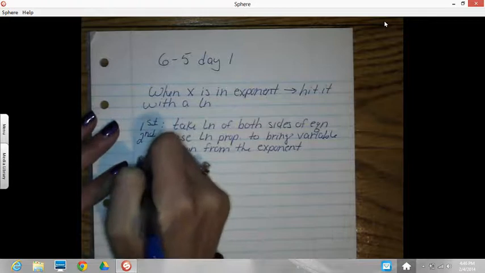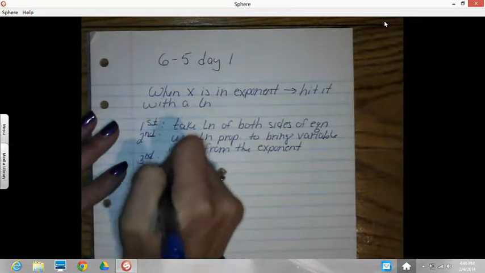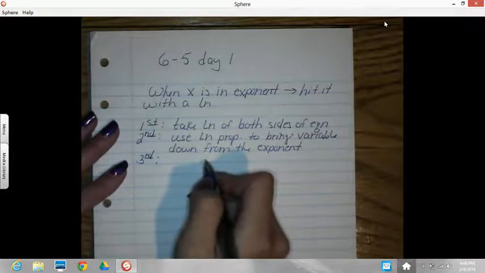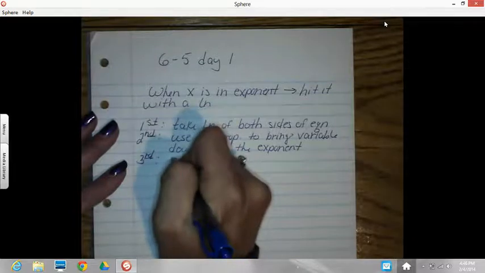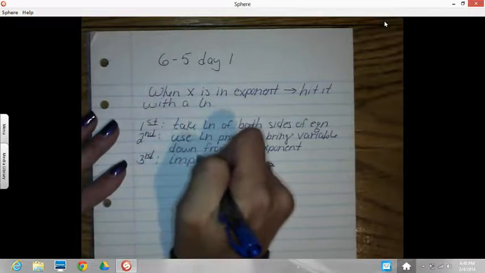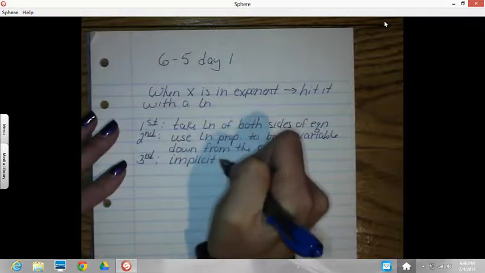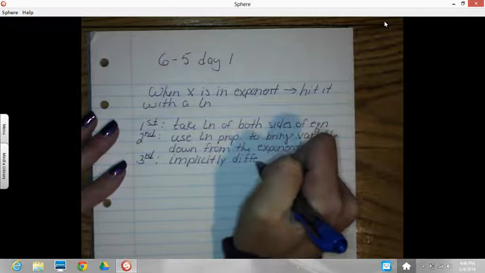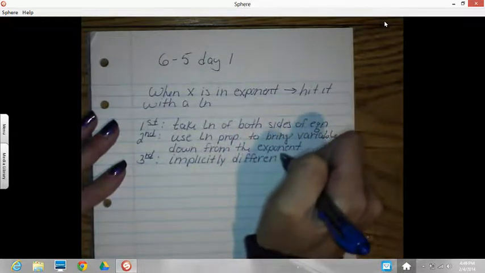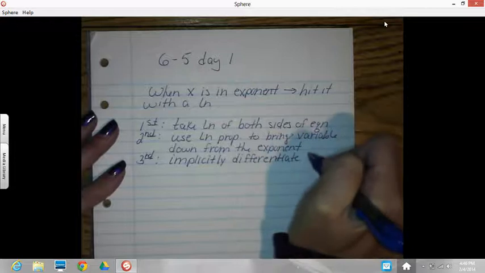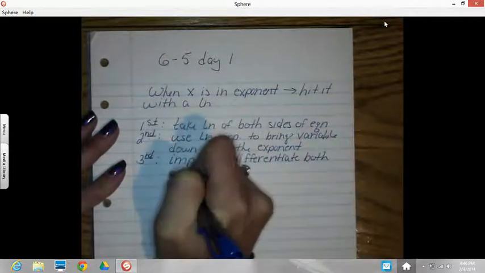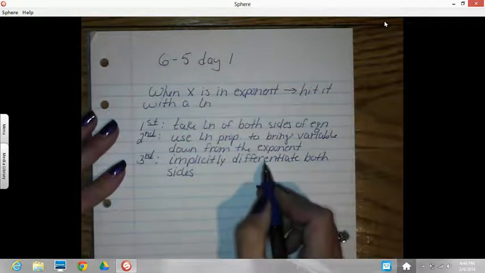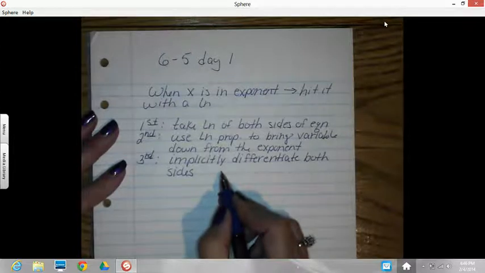And now you're going to be at your derivative rules. But because you're not going to have a y equals equation anymore, it's going to be implicitly differentiate both sides. So it's implicit differentiation. Implicitly differentiate just means take the derivative on both sides, and when you take the derivative of a y term, remember you just multiply by a y prime.